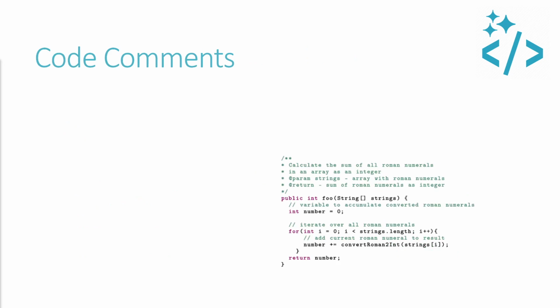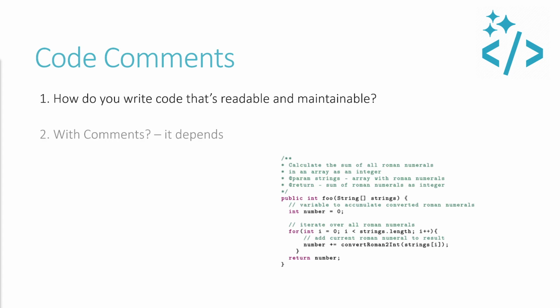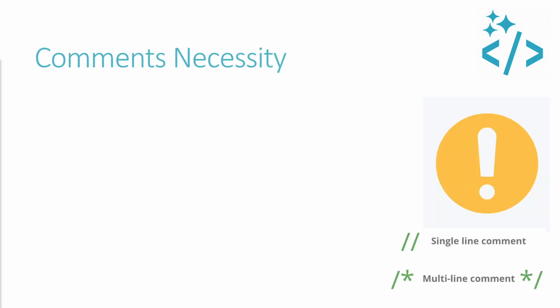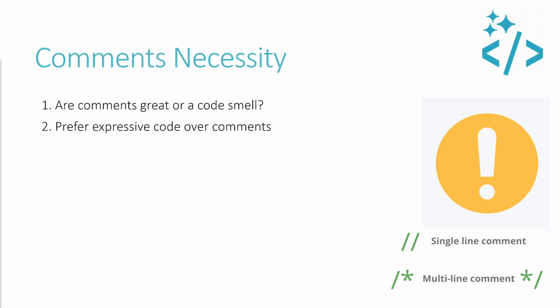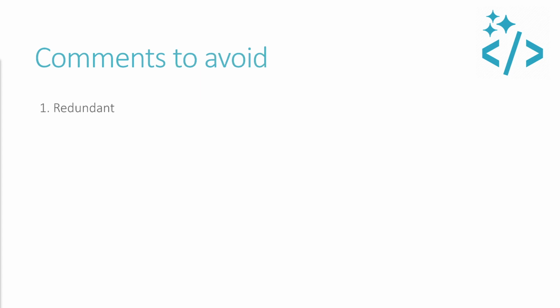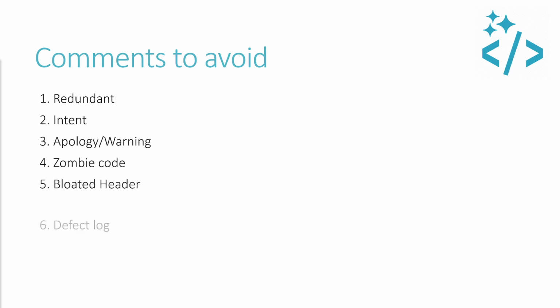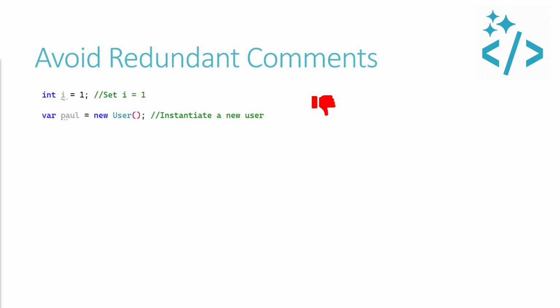Good. Now we're going to talk a bit about code comments. How would you write code that's readable and maintainable with comments? That's the question. Well, the response is it depends. So you rarely need to add comments to the code. The comments, are they great or a code smell? We should prefer expressive code over comments, and use comments only where code isn't sufficient. So comments to avoid are redundant comments, intent comments, apology warning comments, zombie code, bloated header, defect log, and we'll see each one of these.